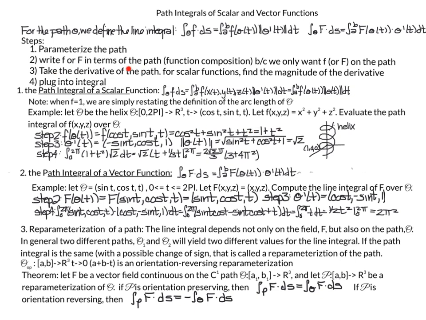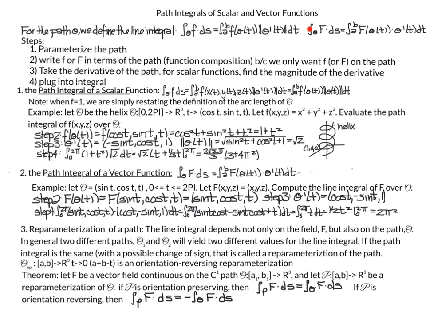The third step, take the derivative of the path. So here's our path. The derivative of cosine is negative sine, the derivative of sine is cosine, and the derivative of t is 1. And since this is a scalar function, we find the magnitude of the derivative. So we take the magnitude of this and we get square root of 2. And finally, we can plug everything into our formula.